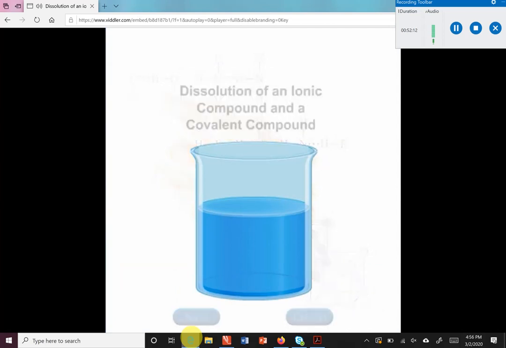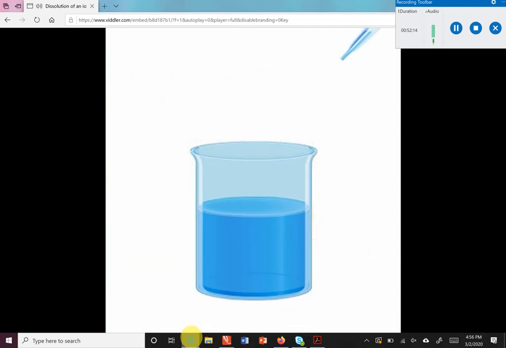Now, when you dissolve a covalent compound in water, so CH3OH, which is called methanol, is another liquid, and you can dissolve that in water. So this is showing if you just add a few drops of methanol to water, they will mix together completely and form still a clear, colorless solution. So it's still a homogeneous mixture.